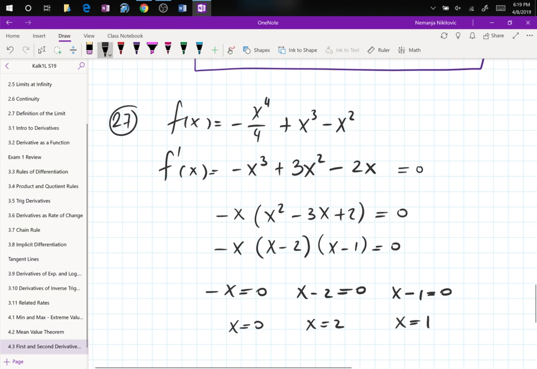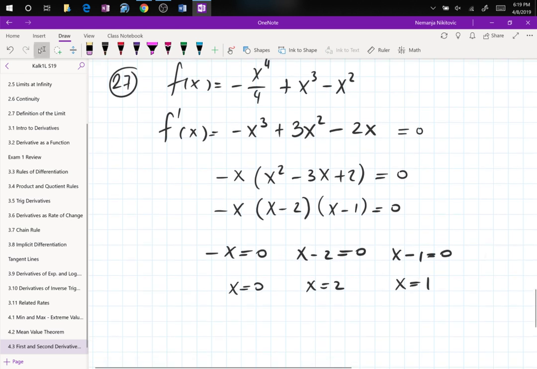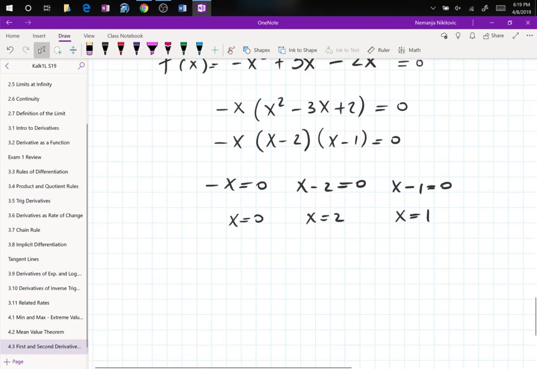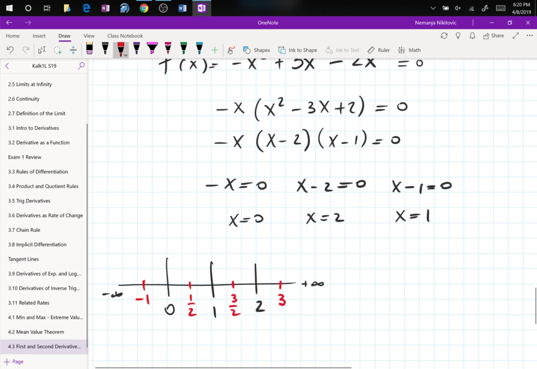Those are our 3. And now we use these to partition the entire domain. So partition at 0, partition at 1, partition at 2. And this is my positive infinity this way, negative infinity this way, right? This is the x-axis. So now I need test points. I will use negative 1, 1/2, 3/2, and 3.